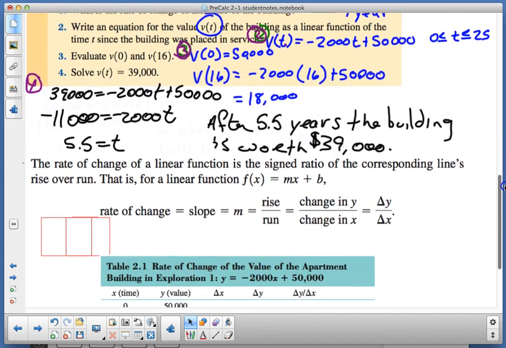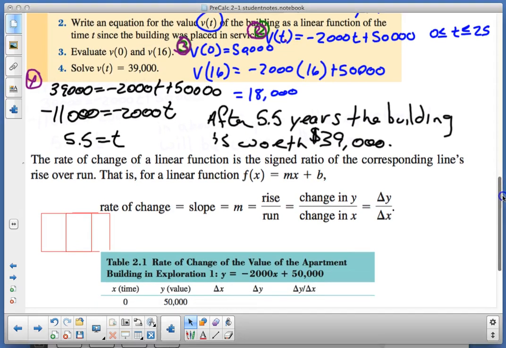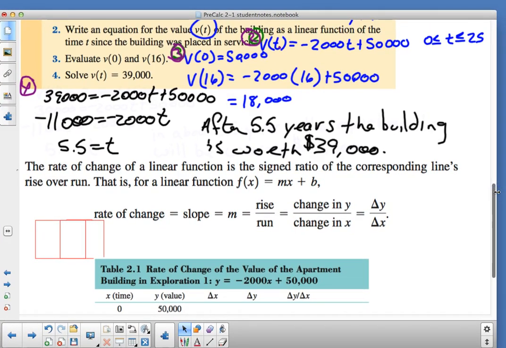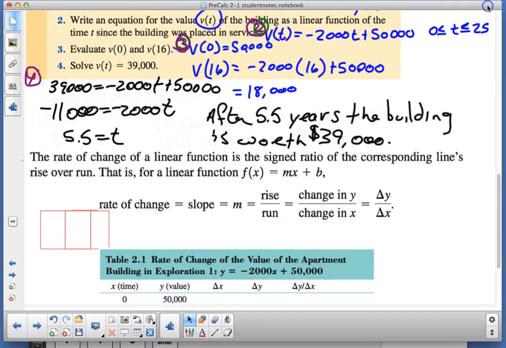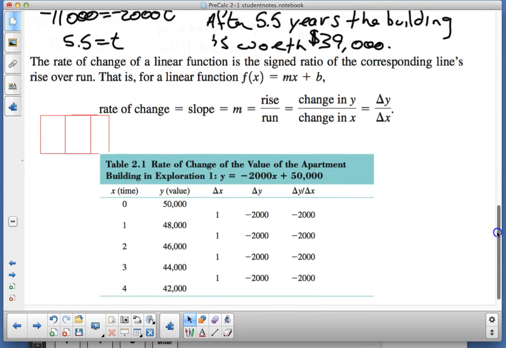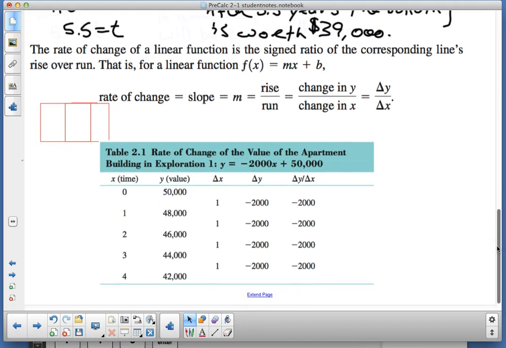Now, the rate of change of a linear function is the signed ratio of the corresponding line's rise over run. That is for a linear function f of x equals mx plus b. Now, here's the deal. This is a chart about what's going on with our table here. And remember, it's a chart with our formula, negative 2,000 x plus 50,000. It's just filling it in by year. It's our depreciation schedule year by year. And we can continue this chart if we wanted to put it into our calculator, if we so had that need.